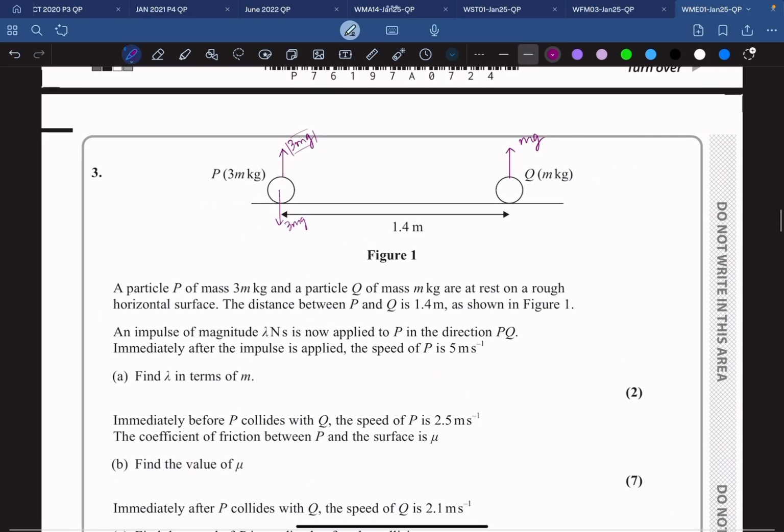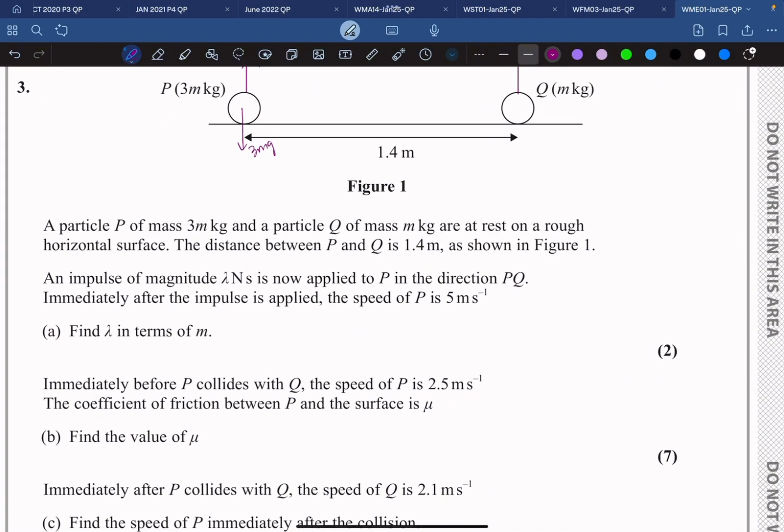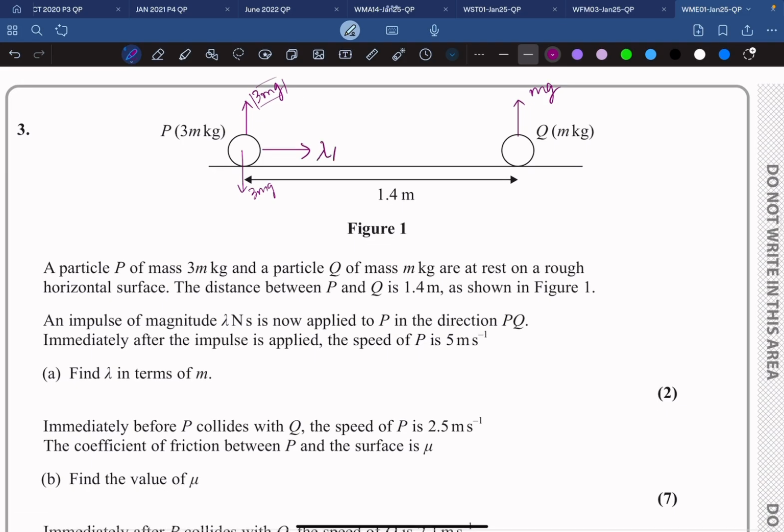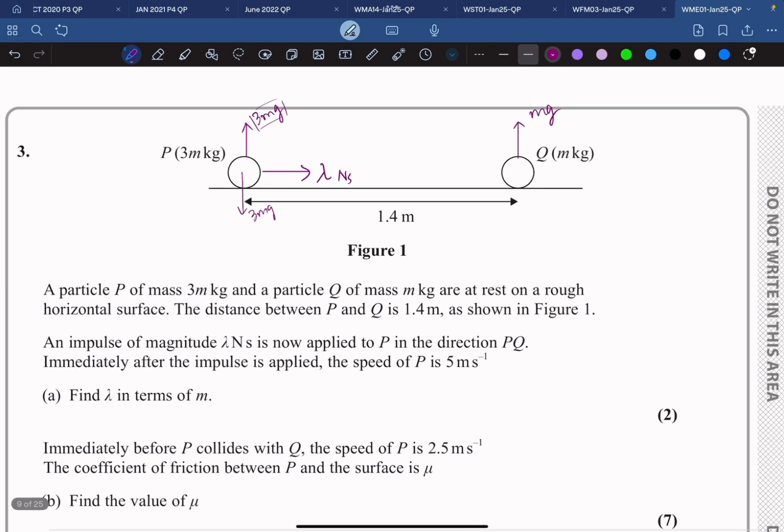That's the whole logic. Now, the distance between P and Q is 1.4 meters, and an impulse of magnitude lambda Newton seconds is now applied to P in the direction of PQ. So we are now exerting an impulse, in this direction, towards Q, and that's lambda Newton seconds. Immediately after the impulse is applied, the speed of P is 5 meters per second.